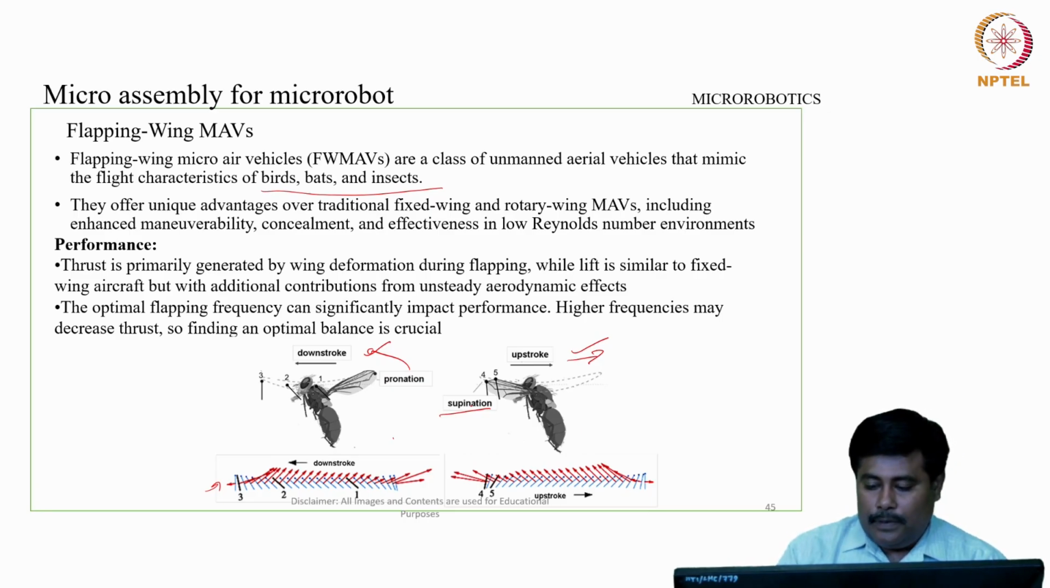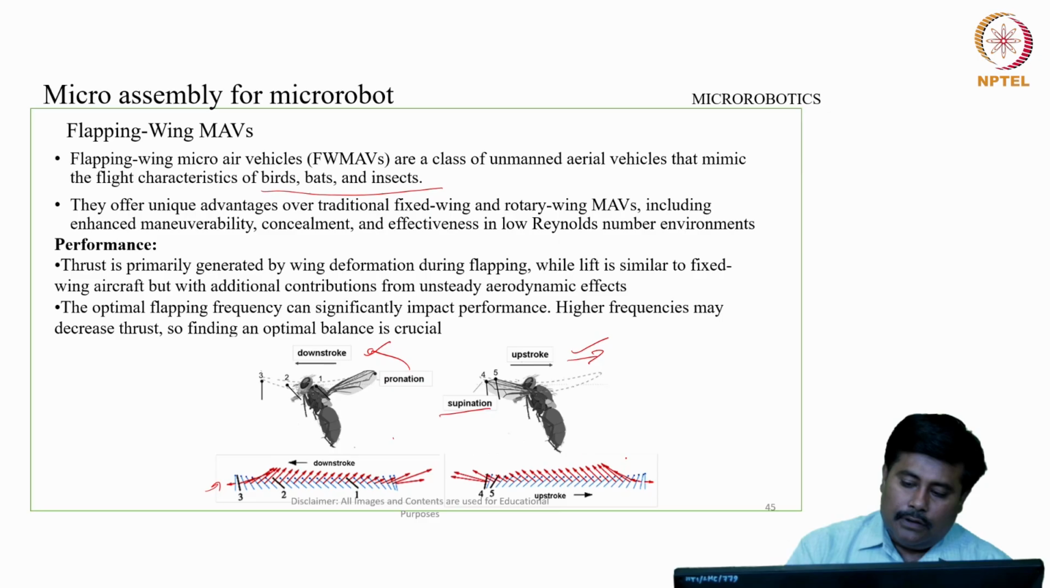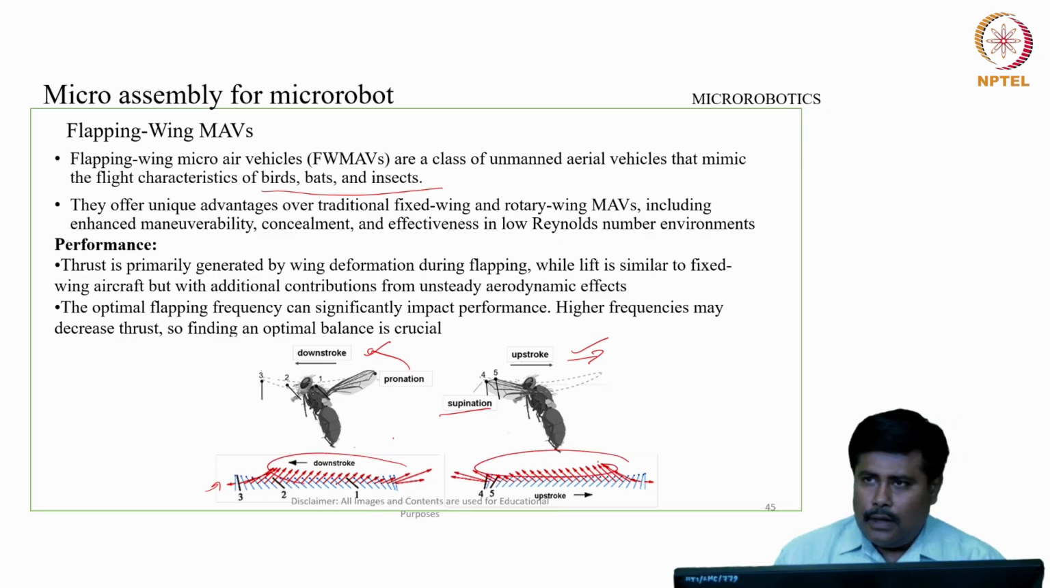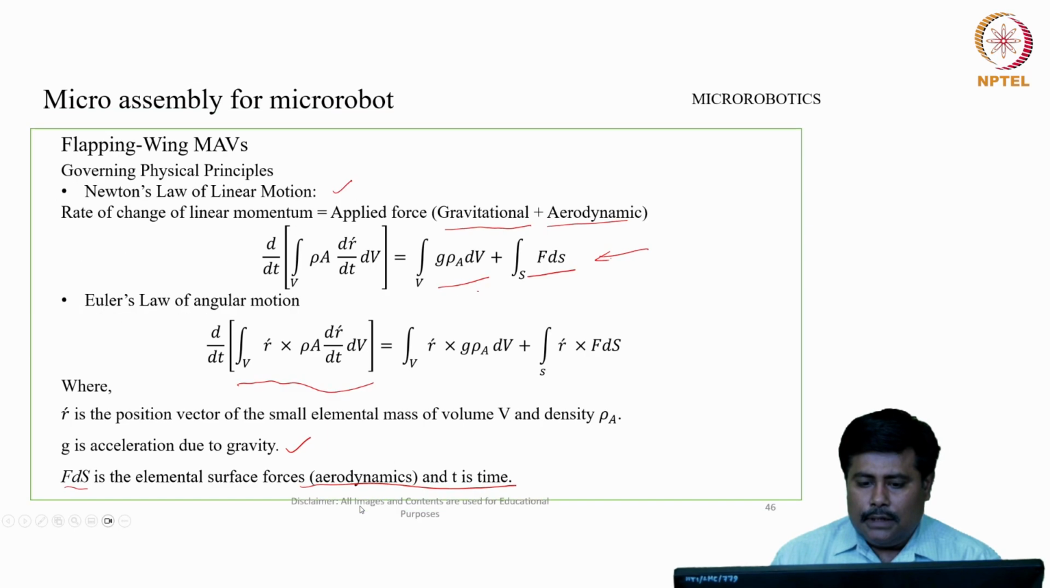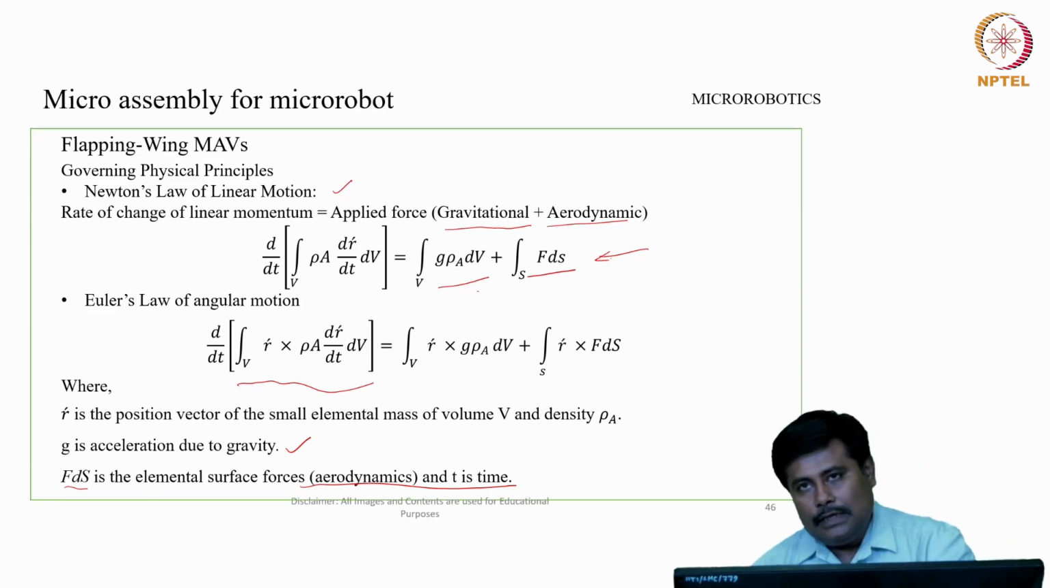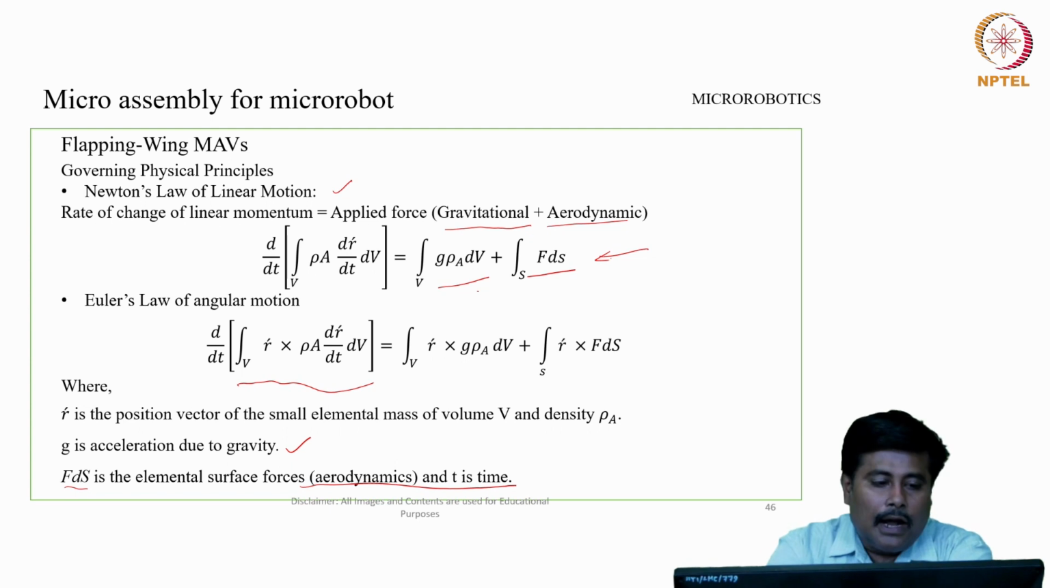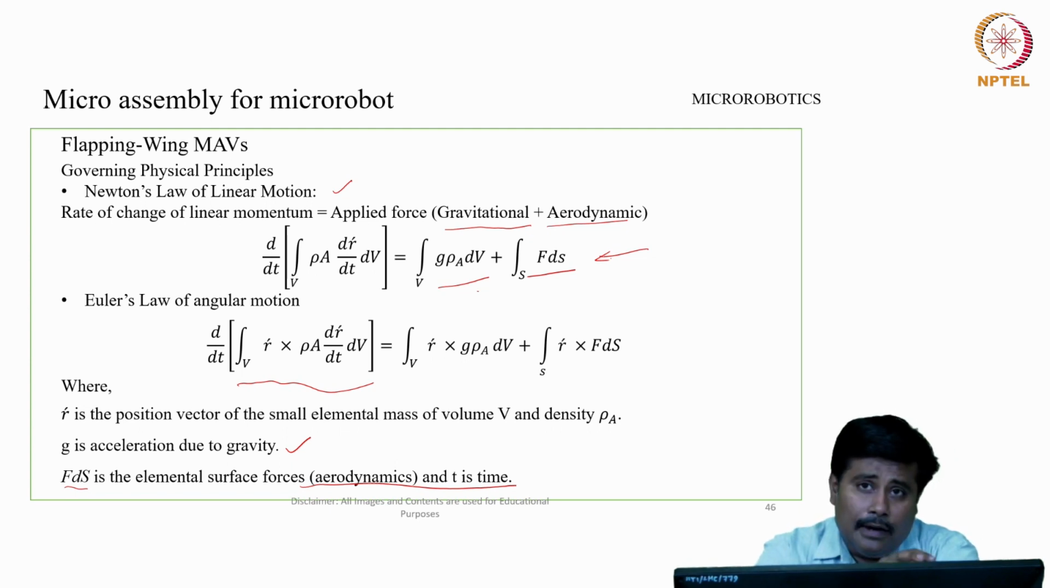So in the case of a supination, we have a kind of an orientation or a vector matrix which exhibits, and in the case of a downstroke, we have a kind of a pronation which exhibits. Now when we consider flapping wing MAVs, these flapping wing MAVs are ideally governed by a certain amount of physical principles.